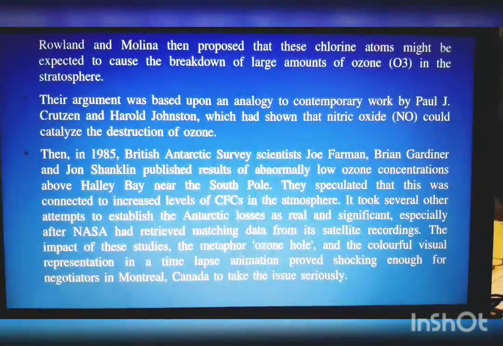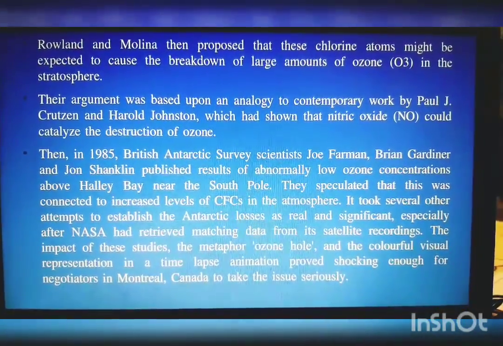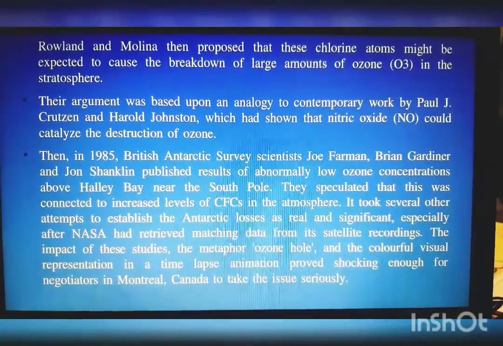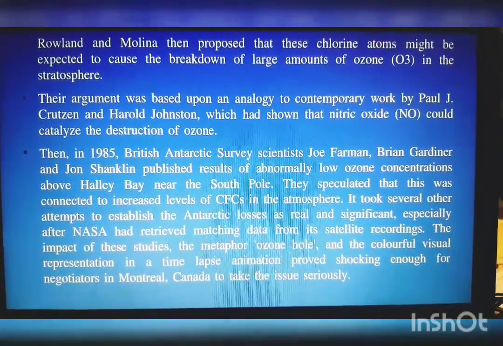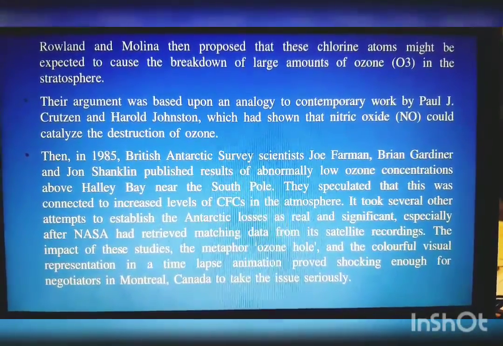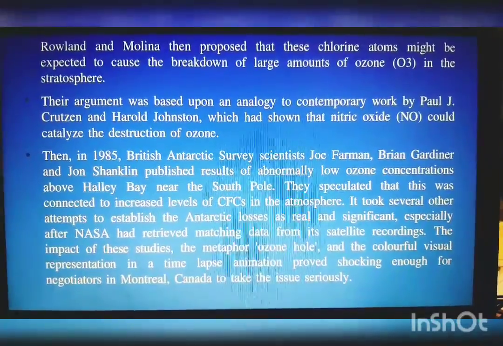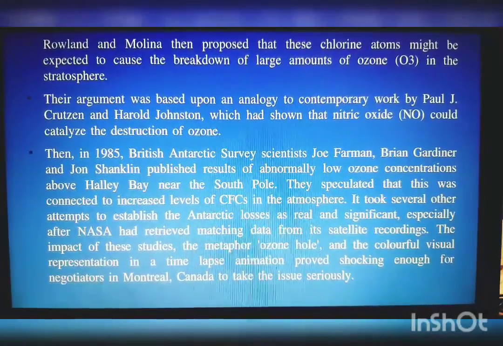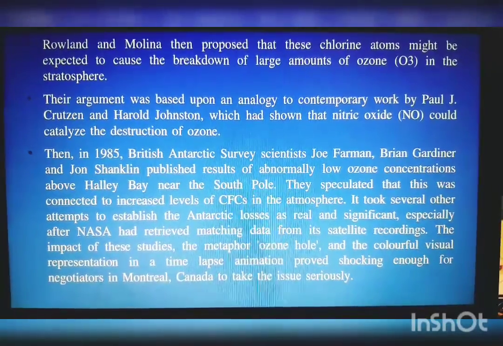Then, in 1985, British Antarctic Survey scientists Joe Farman, Brian Gardiner and Jonathan Shanklin published results of abnormally low ozone concentrations above Halley near the South Pole. They speculated that this was connected to increased levels of CFCs in the atmosphere.